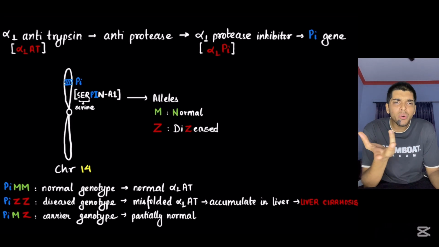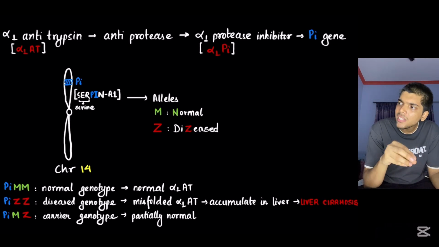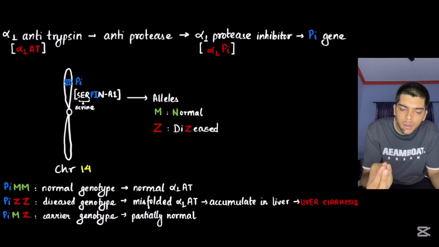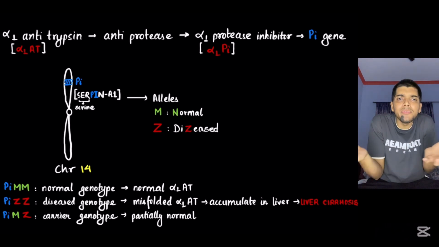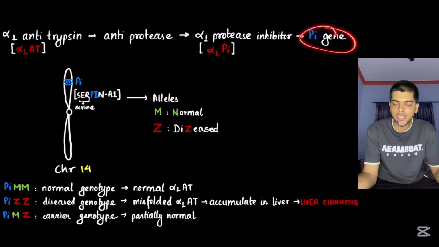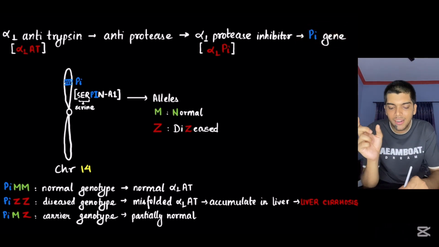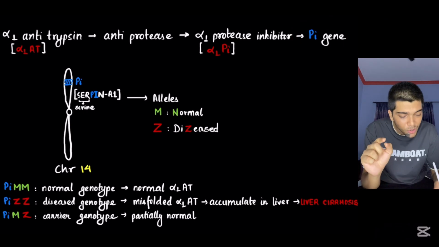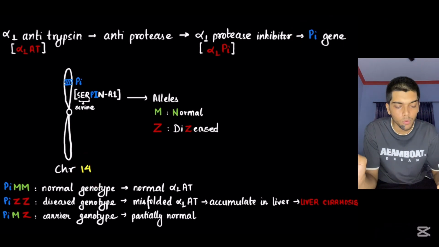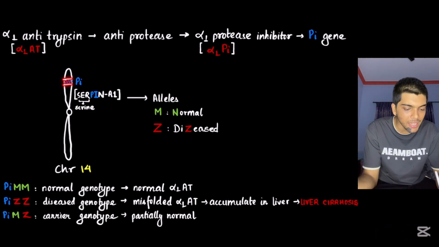So which gene would be responsible for the production or the synthesis of this protein, the protease inhibitor protein? Obviously the protease inhibitor gene. Now the question arises, in which chromosome is the protease inhibitor gene present? It is present in chromosome number 14. So this is chromosome number 14 with the protease inhibitor gene.